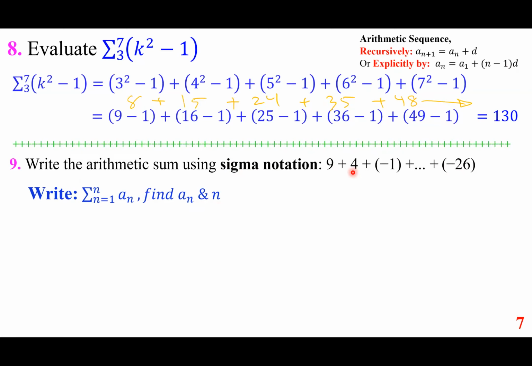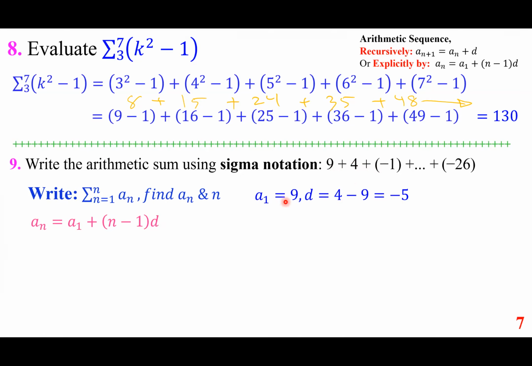Let's see if we can figure out the d. As you see, 9 is getting smaller to get to 4. So therefore, a sub 1 is 9. d is 4 minus 9, which is -5. And you can even try this one, -1 minus 4 is also -5. So you want to check and recheck. This is the general format, and this is the first term. This is the constant distance.